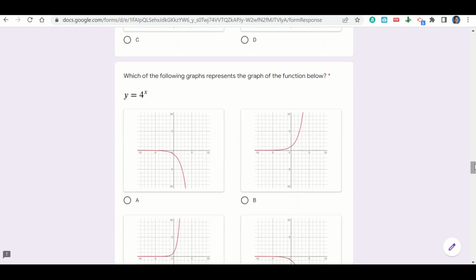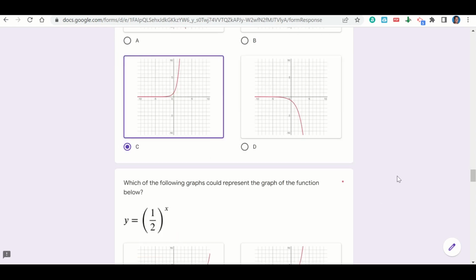It says, which of the following graphs could represent the function below? Y equals 4 to the x. Well, 4 to the x, we know it's going to go up. So this one's out and this one's out, so it's got to be one of these two. And because the 4 is much bigger than 1, we know it's going to start to get steeper. So it should be pretty steep. So this one is the steeper one, so that's our answer.